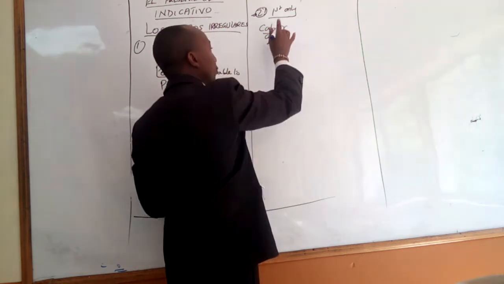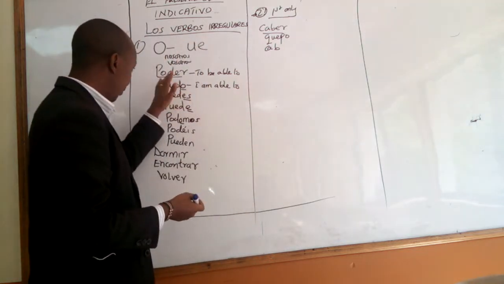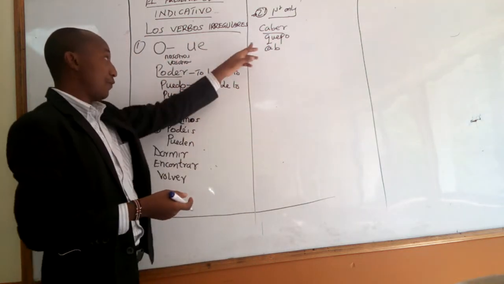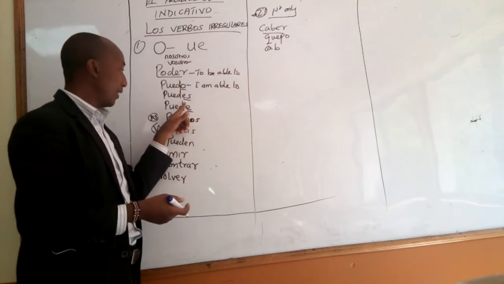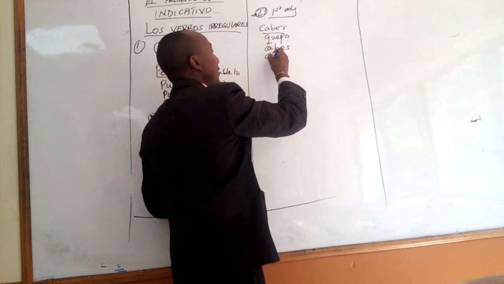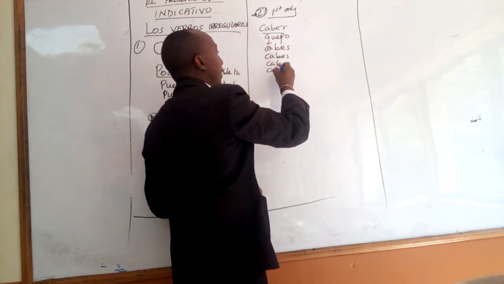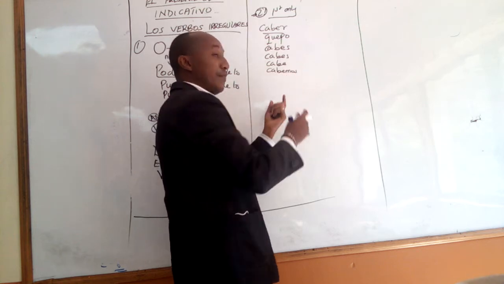You drop the last two letters, remain with cab, and then you know the endings for AR. I've done the first one, so you'll be picking the second: as, a, amos, áis, an. So you have cabes, cabe, cabemos, up to the last one.